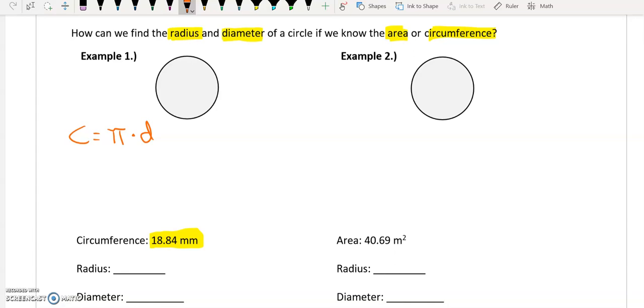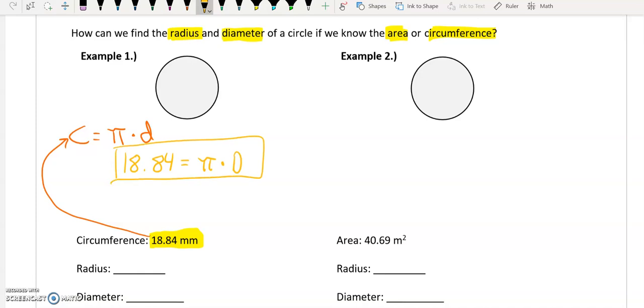They come right out and say that the circumference equals 18.84. Let's plug that in for our circumference. I think I said 6 earlier, but it's a 4. So 18.84 equals pi multiplied by diameter. I can make that d a capital if you want, it doesn't really matter. So this is the equation that we have. They're asking us to solve for our missing variables, either diameter or radius or both.